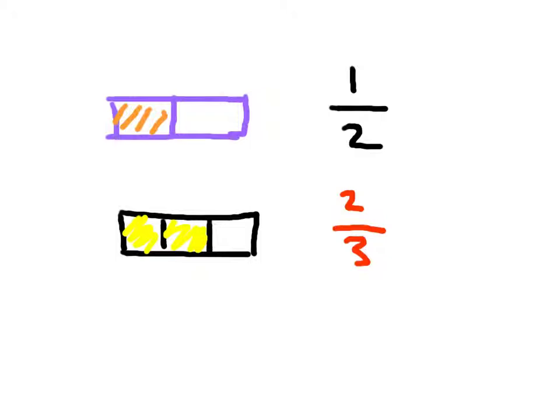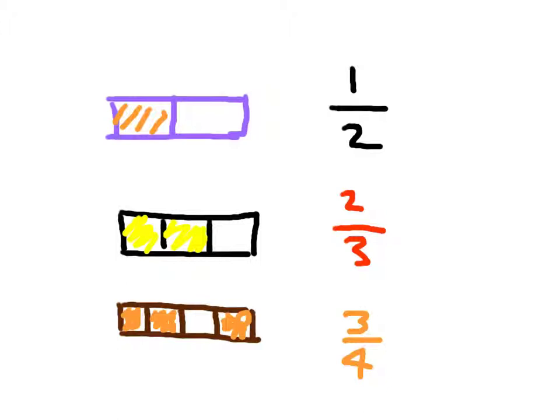Let me show you another model. What's the fraction that you would write for this model? Right, 3 out of the 4 parts are shaded, and we would call this 3/4. Read those fractions with me again. 1/2, 2/3, 3/4. You try. Please draw some models for these fractions.